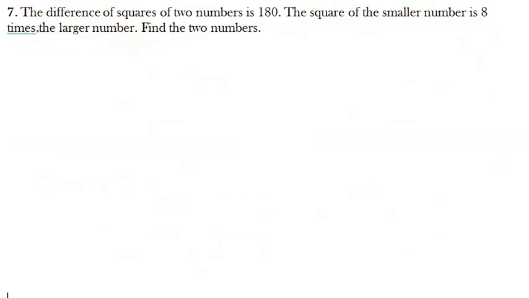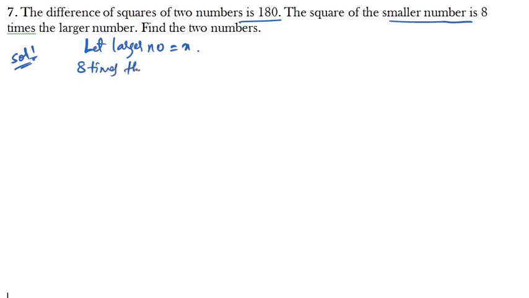Here is the seventh one, solution. He's saying that the difference of the squares of two numbers is 180. The square of the smaller number is 8 times the larger number. Find the two numbers. Solution: first we need to let the larger number be x.